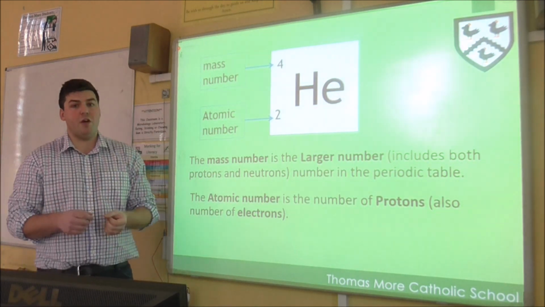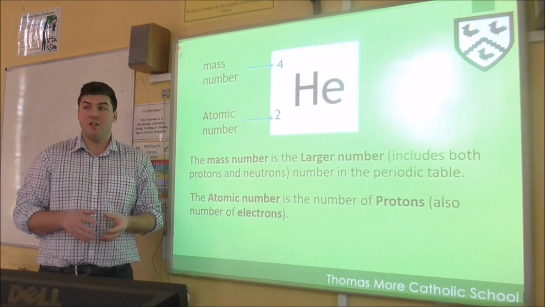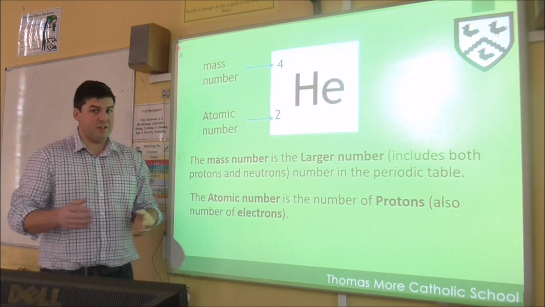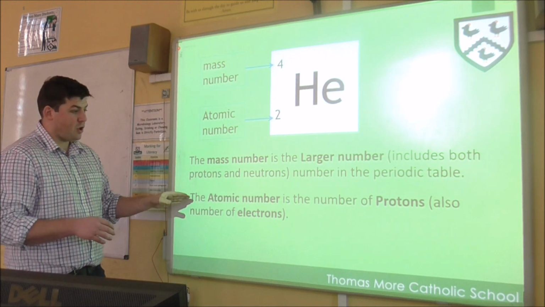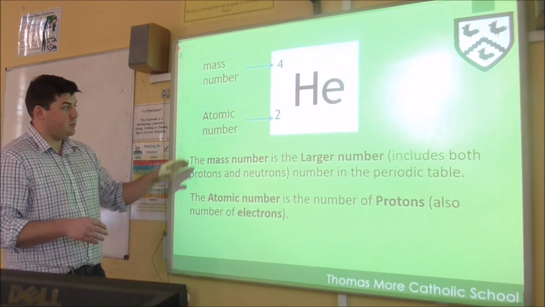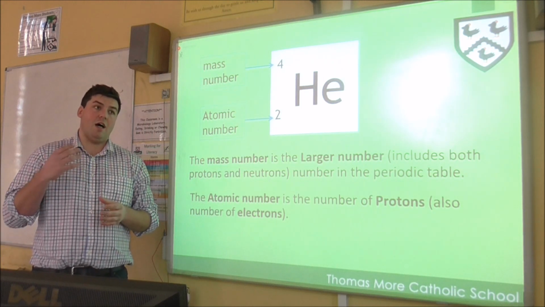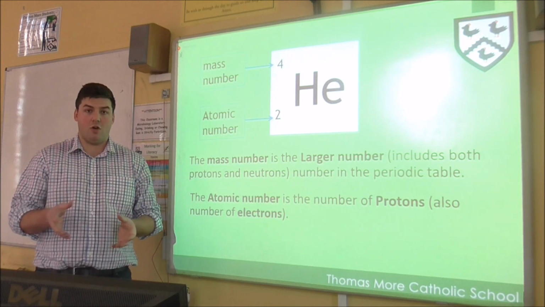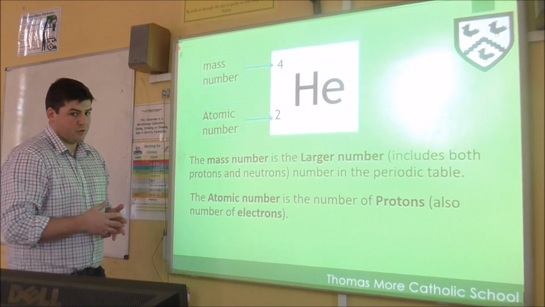A separate thing you need to know, if you're working out electronic configurations, remember the 2, 8, 8 structure for GCSE, it's slightly different at A level. But with that in mind, the atomic number also gives you the number of the electrons, providing the atom is not in its ionic form or as an ion, where it may have gained or lost electrons.